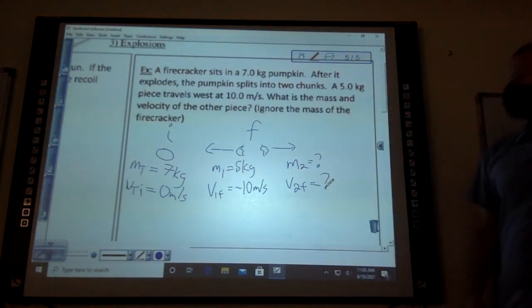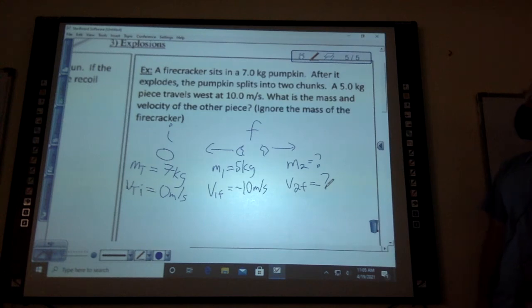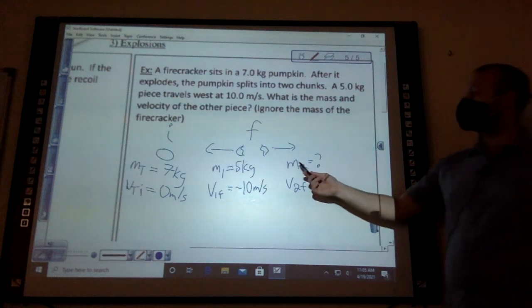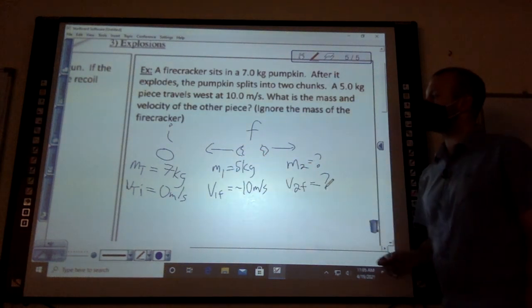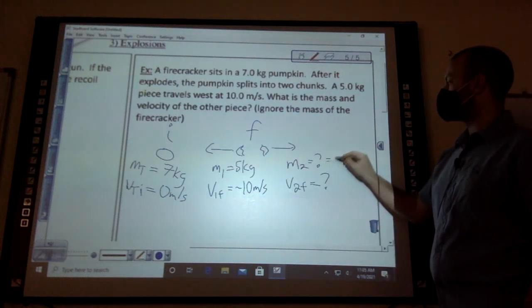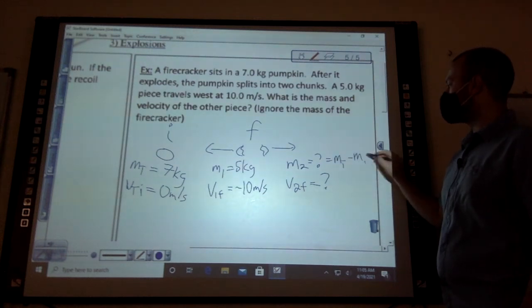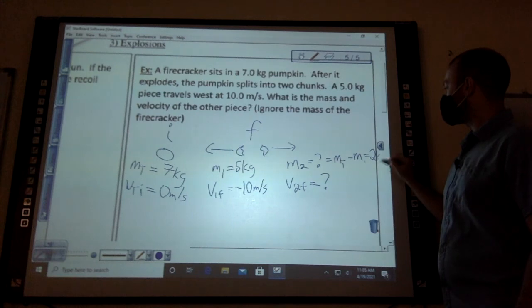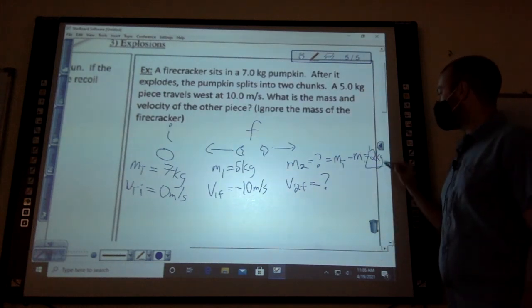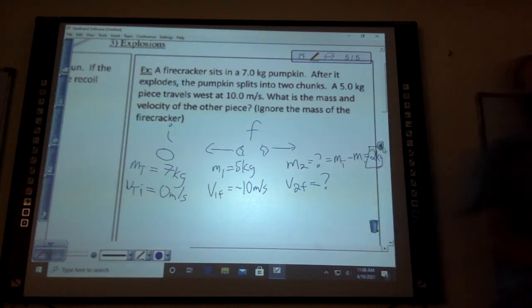So I want two things. I want mass 2 and I want V2F. Which one can I solve for first? Mass 2 is 7 minus 1, which is 2. Easy. So mass 2 is just going to be the total mass minus mass 1, MT minus M1. So 2. That's the easy part.